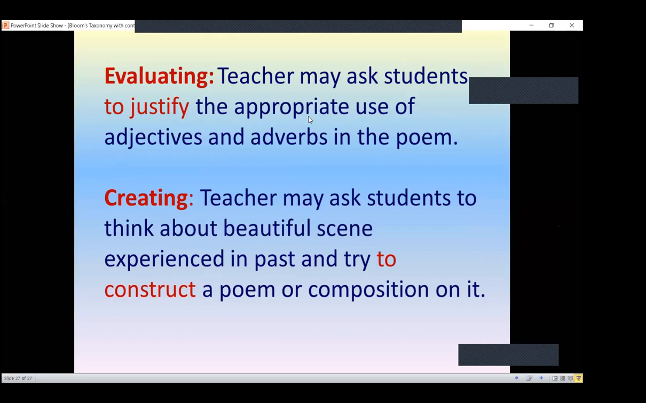And in creating, maybe the teacher can ask, okay, just think about a beautiful scene, whatever you experienced in the past, and you can try to construct a new poem on that. So this is the way, whenever we list out the objectives as per Bloom's taxonomy, as per the levels of Bloom's, our learning experiences that we are giving to the students also change. So we cannot use the same technique, the same method for the students. Otherwise, we will not be able to achieve our objectives.